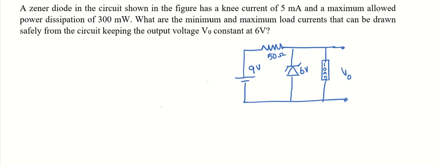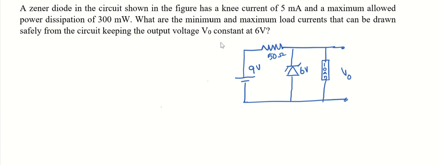The first question is, a Zener diode in the circuit shown in the figure has a knee current of 5 milliamp and the maximum allowed power dissipation of 300 milliwatt. What are the minimum and maximum load current that can be drawn safely from the circuit keeping the output voltage V0 constant at 6 volt?